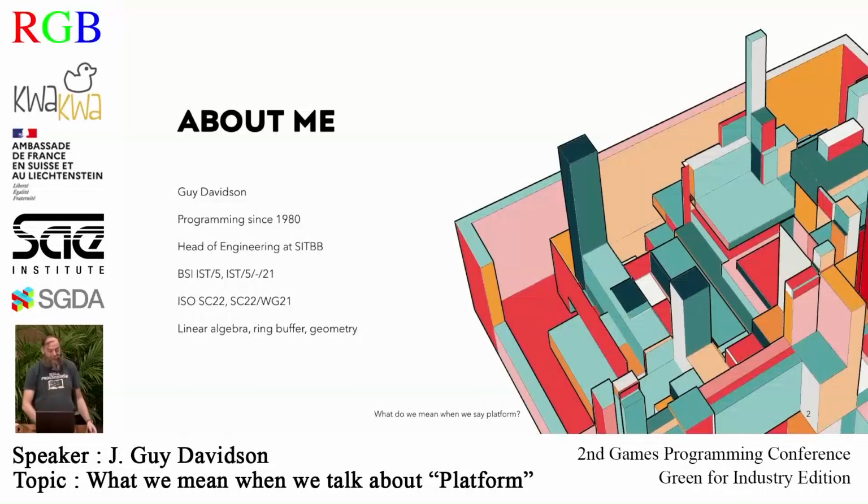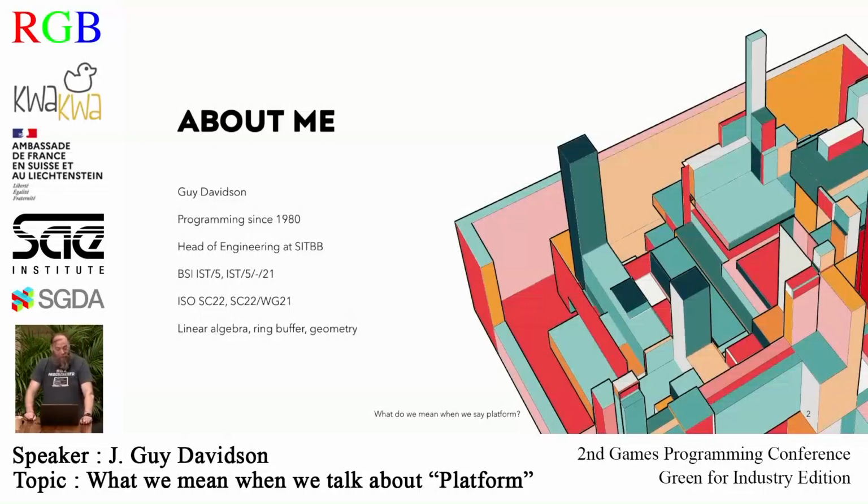So these numbers, BSI, IST 5, IST 5/21, I am a standardization person. BSI is the British Standardization Institute, and BSI IST 5 is the system, programming languages, system software and their programming interfaces and stuff like that. Because the UK is a monarchy, that makes me the king of programming. You may call me sir or your highness.